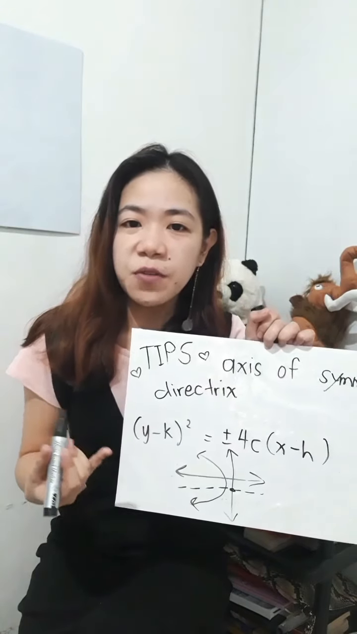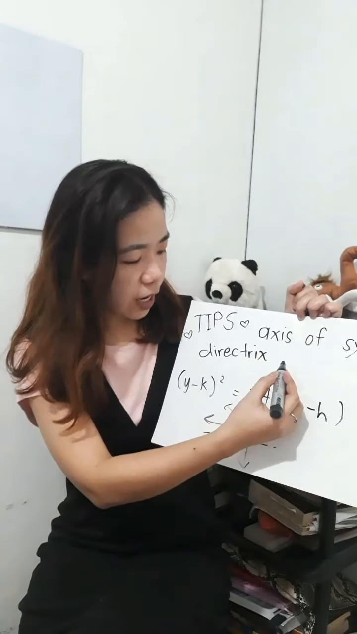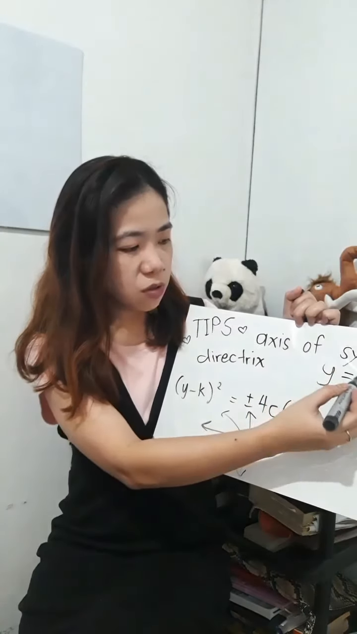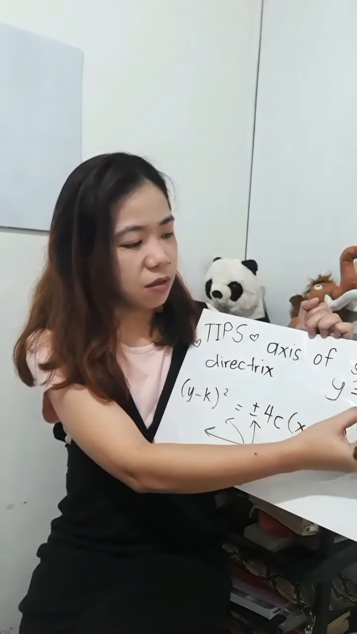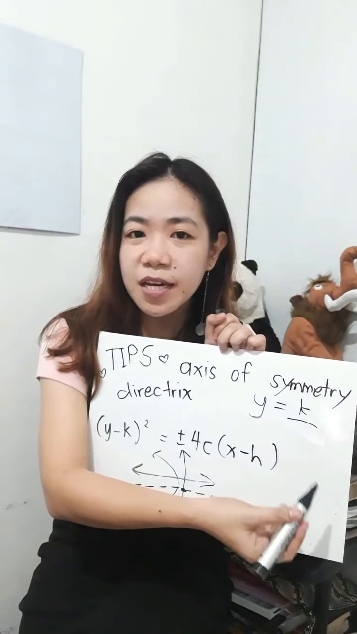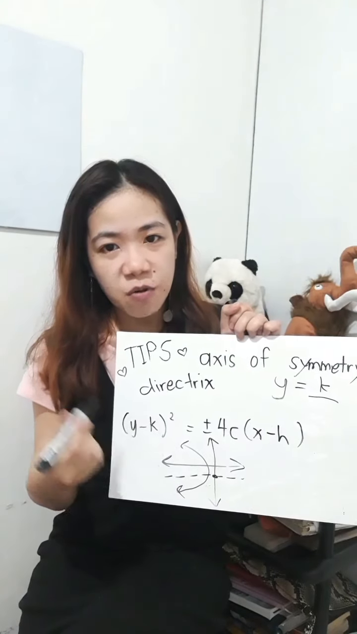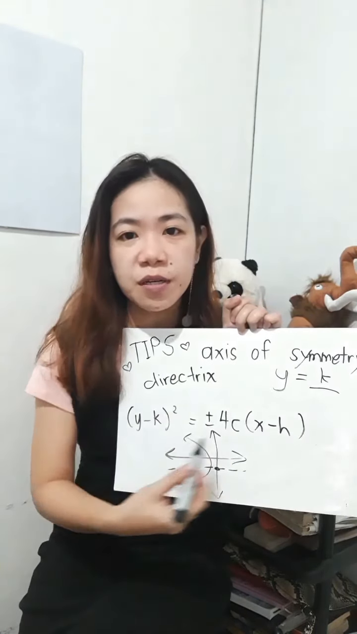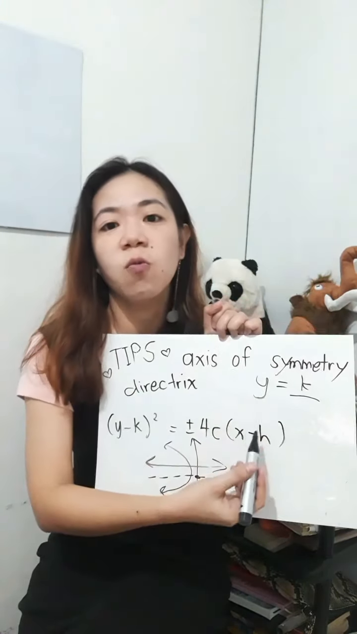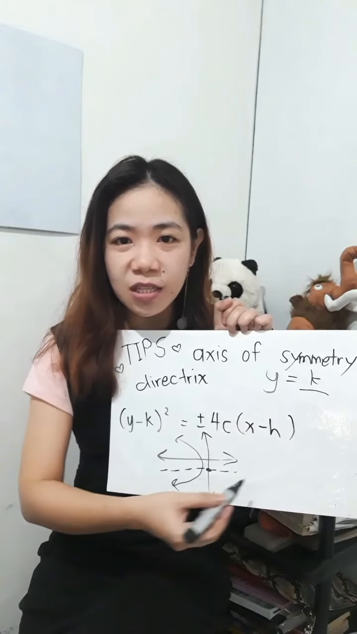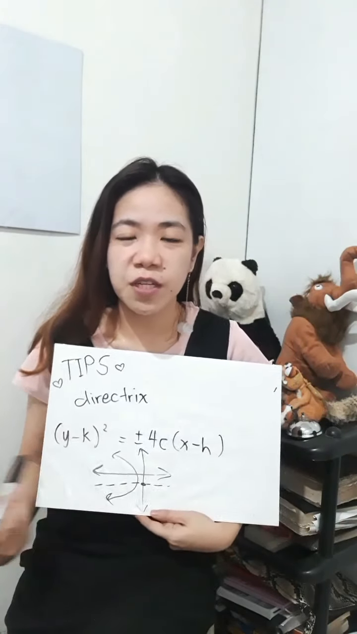That means to say, if the graph opens to the left or to the right, we will use the equation y equals what? Y equals k. Why k? Because k is the y-coordinate of the vertex. So again, if we have a graph of the parabola with this form, the opening is to the left or to the right, we'll use the axis of symmetry y equals k. You will intersect the y-axis.